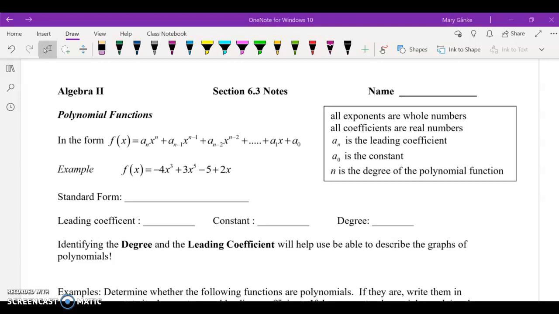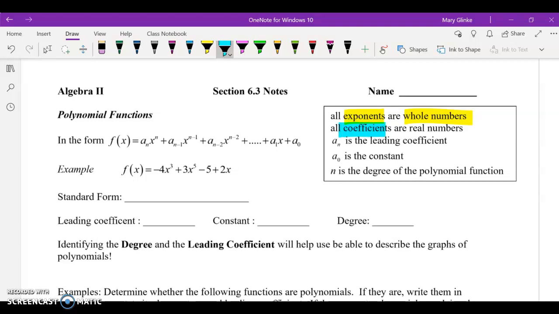Today we're going to be talking about polynomials and evaluating polynomial functions, and then the end behavior of different polynomial graphs. So we talked a little bit about polynomials in 6.1. All of your exponents, as a reminder, have to be a whole number, so they're positive. There are no variables as an exponent. There are no fractions as an exponent.